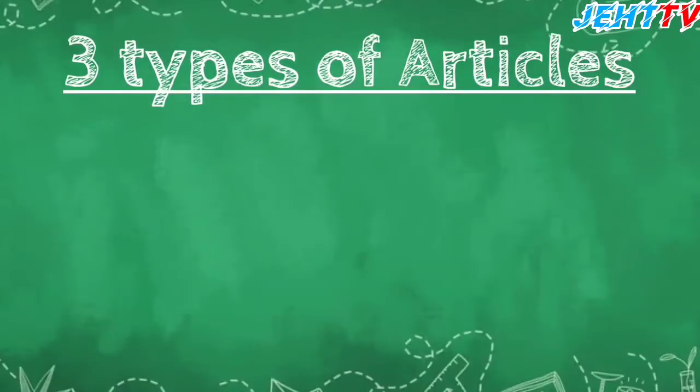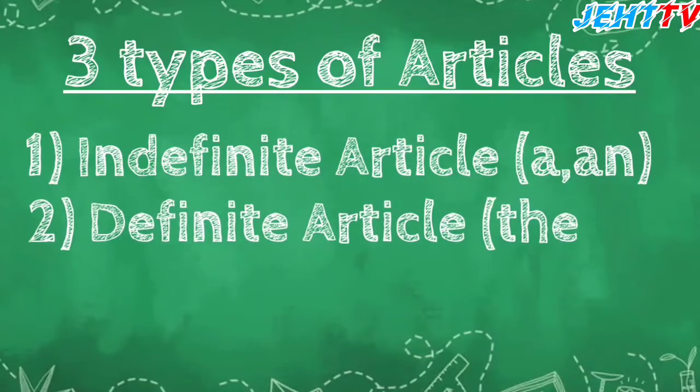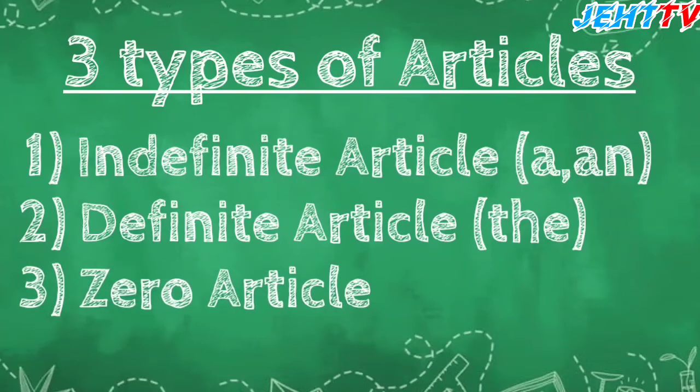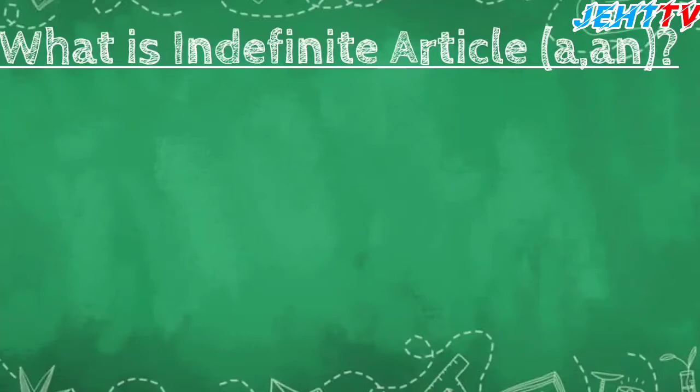There are three types of articles. The first one is indefinite article, second, definite article, and third, zero article. First, what is indefinite article?